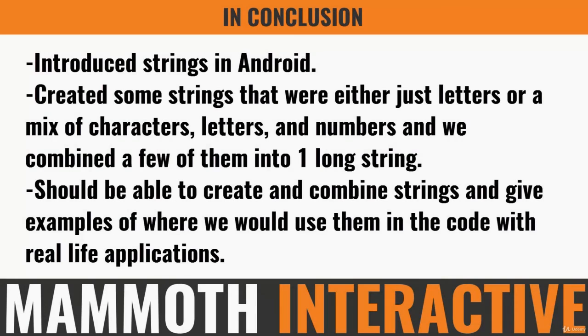So in this part of our video, we introduced the last variable type, which was a string in Android. So we did that by creating some strings that were either just letters or a mix of characters, letters, and numbers to show that you can put pretty much anything you want between the quotations. And we even combined a few of them into one long string. So by now you should be able to create and combine strings and give examples of where we would use them in the code with some real life applications.